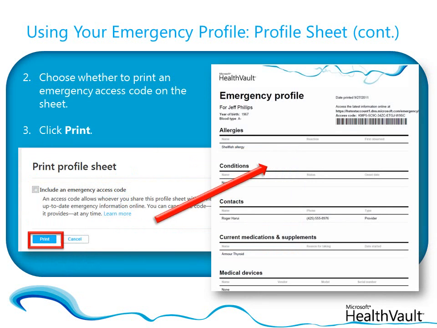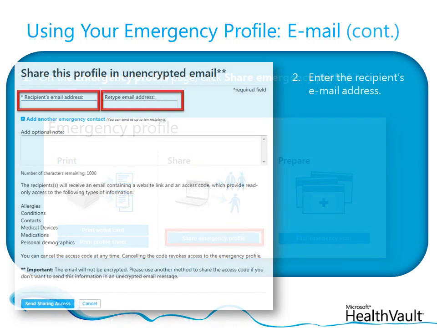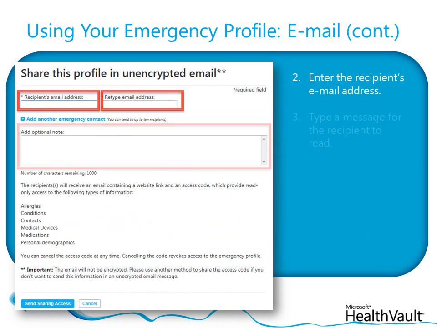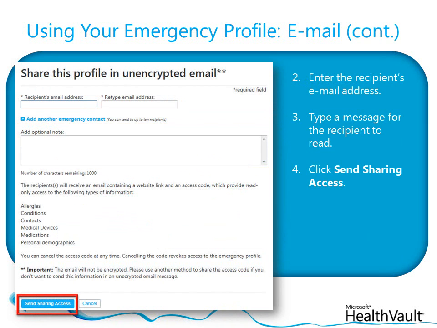You can also share your emergency profile online by sending an emergency access code for the profile to a friend, family member, or your doctor. At the top of the emergency profile page, click Share Emergency Profile. Enter the email address you want to send the code to, type any message you want to send to the recipient, and then click Send Sharing Access. The recipient will receive an email message containing a link to the emergency profile and an emergency access code that they have to enter in order to view it with read-only permissions.